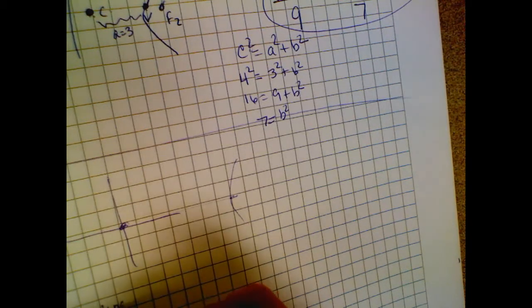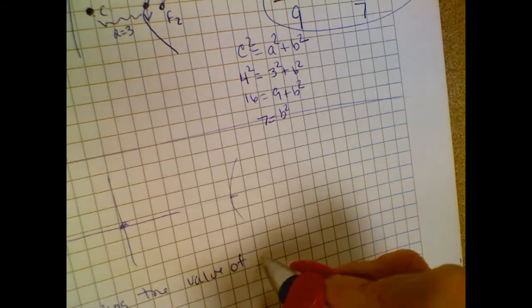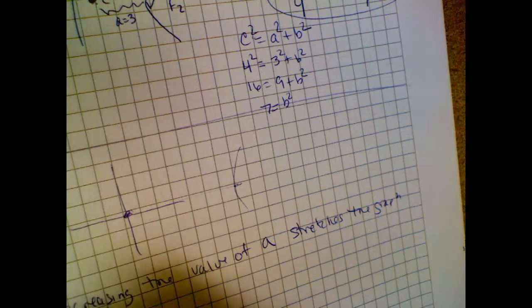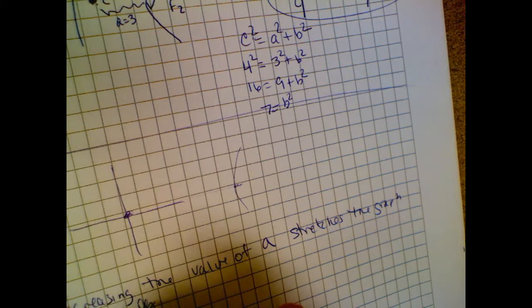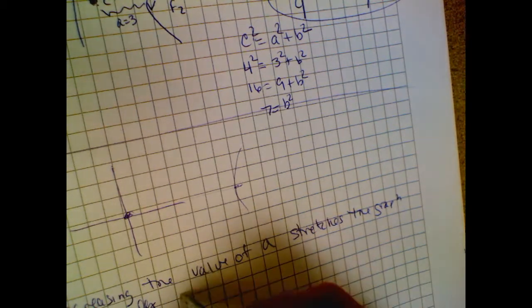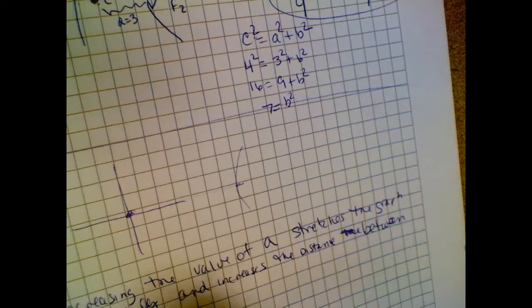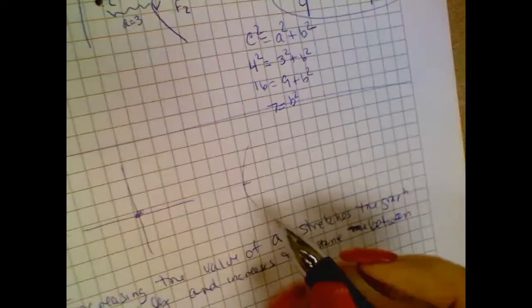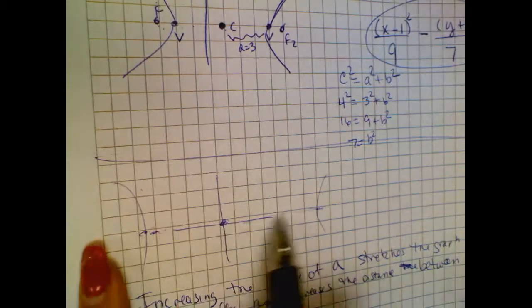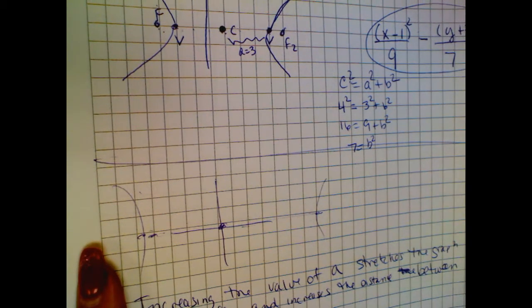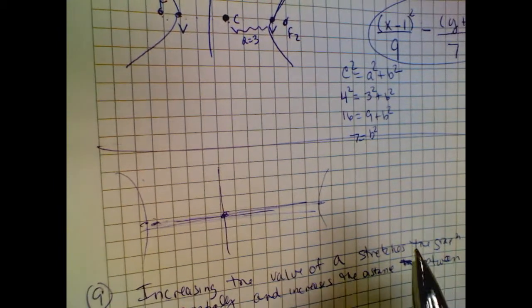you can get this off Desmos also. Increasing the value of a stretches the graph horizontally and increases the distance between the vertices. Does that make sense? It's increasing the distance. Like this major axis is getting further and further apart. So again, you can say the transverse axis is getting longer. They're getting further apart. All right, that's 9.